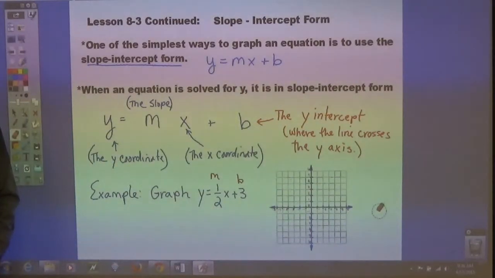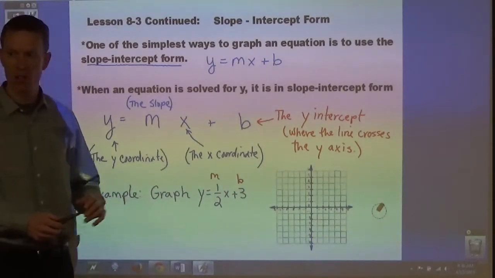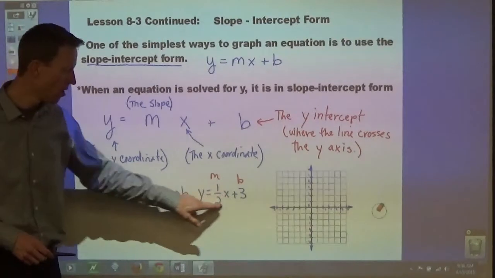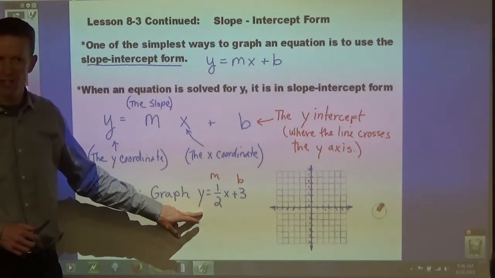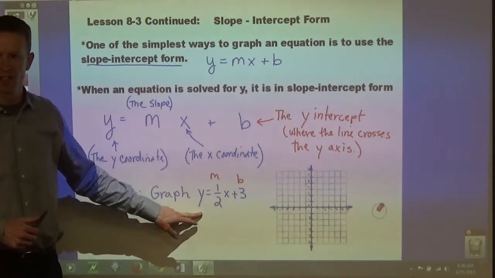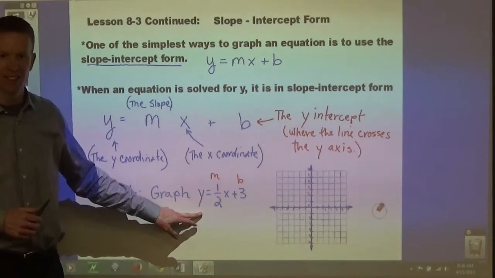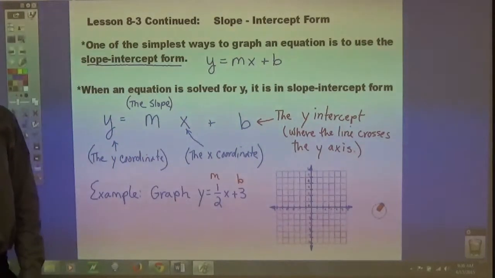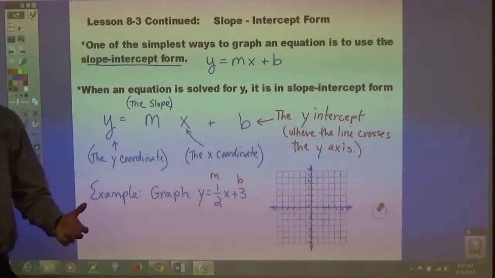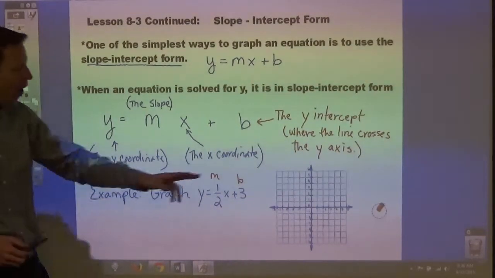You can easily graph this. First, you have to identify where this line would cross the y-axis. In other words, what is the y-intercept? What is b in this equation? Everybody? 3. Can you find the y-intercept 3 on the graph? Where would that be? Up 3. On the y-axis, right?